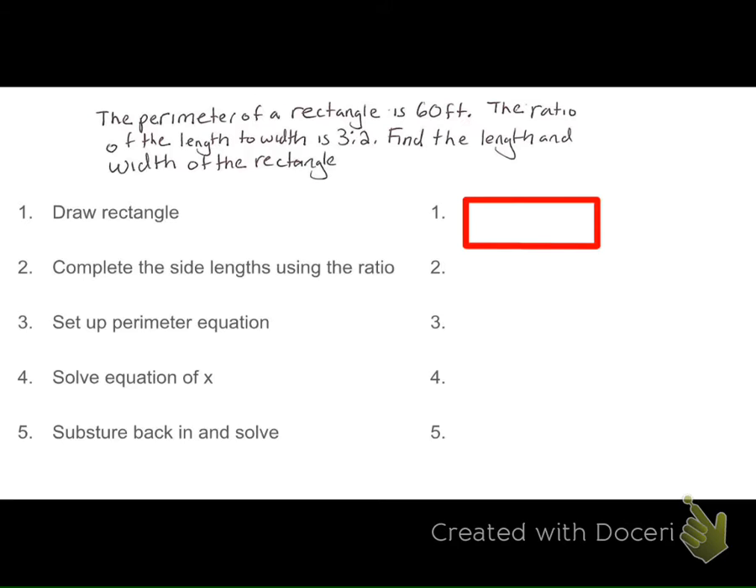When we draw a rectangle, we know that the length is the longer side here, and the width is this side here. We know that the ratio is 3 to 2, so we're going to complete that. We still don't know how many parts of each of those there are, so we're going to write 3x, 2x. Notice again that the coefficients match the ratio. So 3 parts for 2 parts. For every 3 of one, we're going to have 2 of the other. That's step number 2. Step number 3 is we're going to write that perimeter equation.